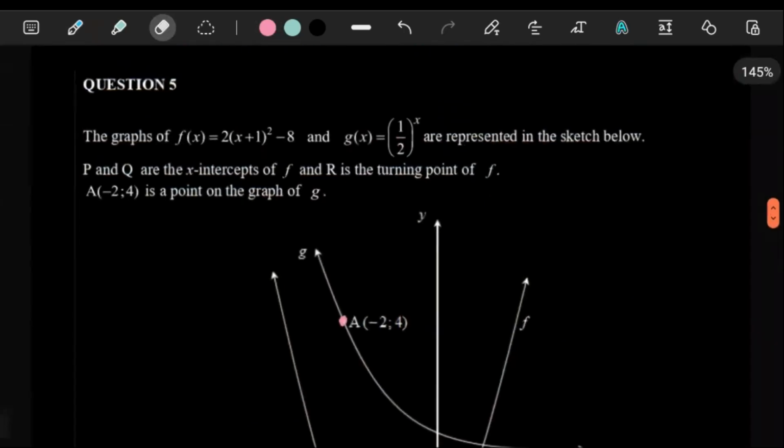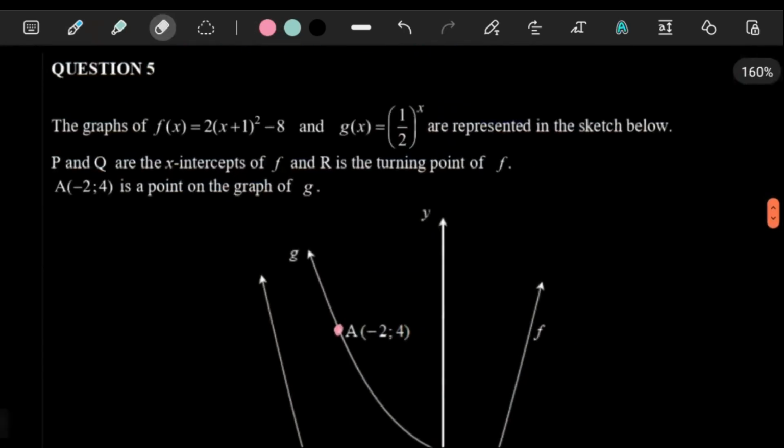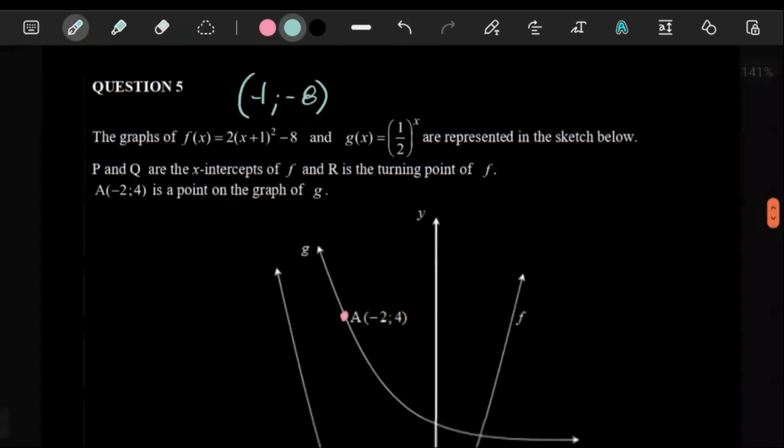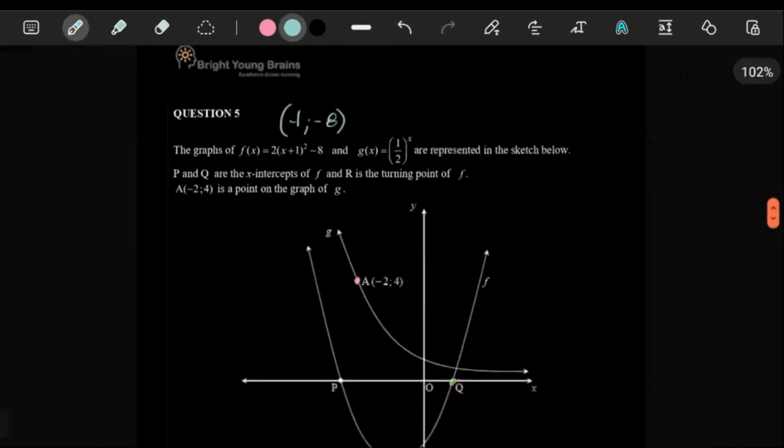It says here clearly the graphs of f of x. So we can easily see that f of x is a parabola because of this. This is telling us that the turning point is going to be -1, -8, because for the x value of the turning point, we always take the opposite of this, and for the y value, we take this number as it is. This is clearly an exponential graph, so that's all good.